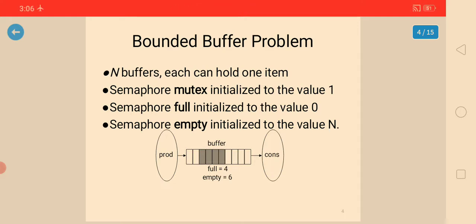What is the solution for this bounded buffer problem? The solution is creating two counting semaphores, full and empty, to keep track of the current number of full and empty buffers respectively. The full semaphore is used for counting full buffers, and the empty semaphore for counting empty buffers.